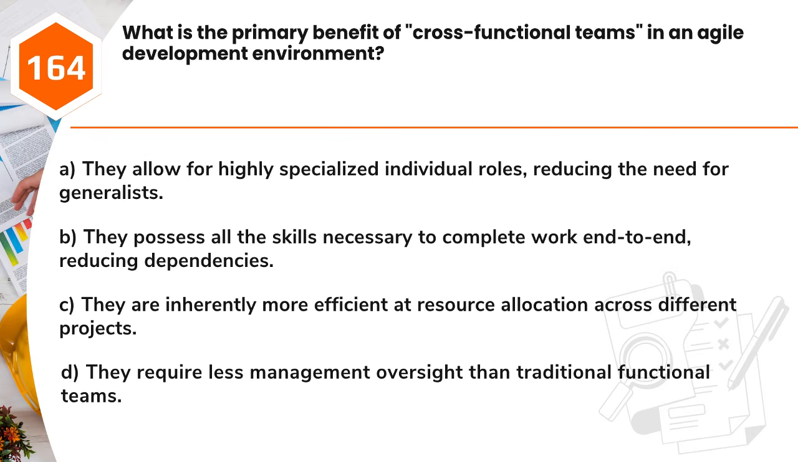Question 164. What is the primary benefit of cross-functional teams in an Agile development environment? A. They allow for highly specialized individual roles, reducing the need for generalists. B. They possess all the skills necessary to complete work end-to-end, reducing dependencies. C. They are inherently more efficient at resource allocation across different projects. D. They require less management oversight than traditional functional teams.